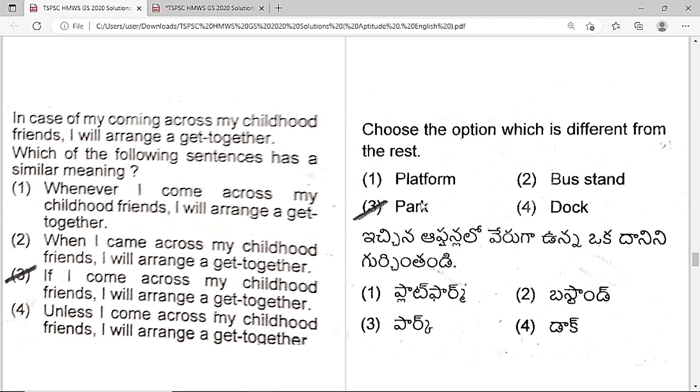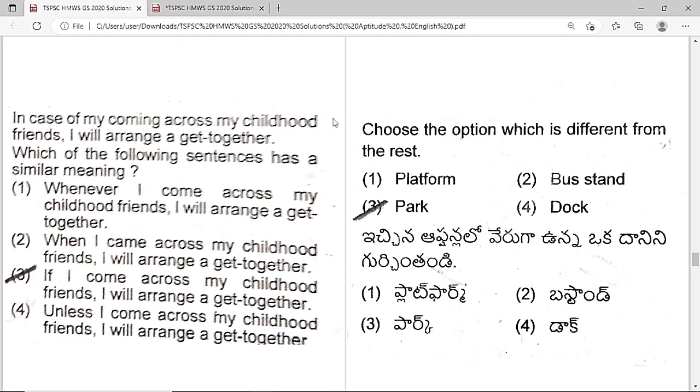You always have to keep these things in your mind. Platform, bus stand, and dock are the halting places, whereas park is not a halting place. So we can say park has a meaning different from the remaining three.